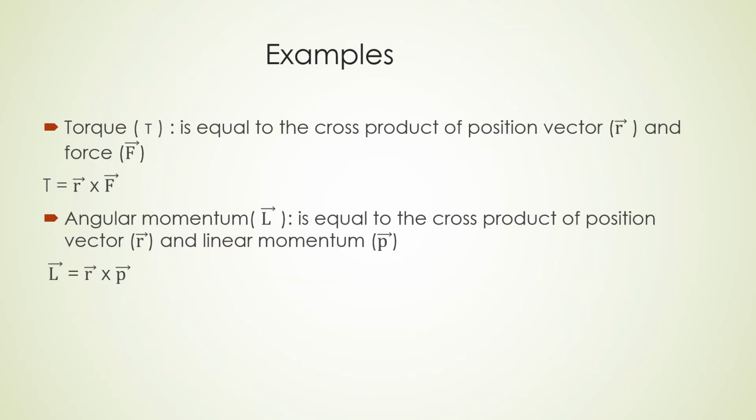Let's go through some examples of cross product. The first one is torque. The torque is equal to the cross product of position vector r and the force F. We can write torque, which is tau, is equal to r cross F. Next is angular momentum, which is equal to the cross product of position vector r and linear momentum p. We can write angular momentum L is equal to r cross p.